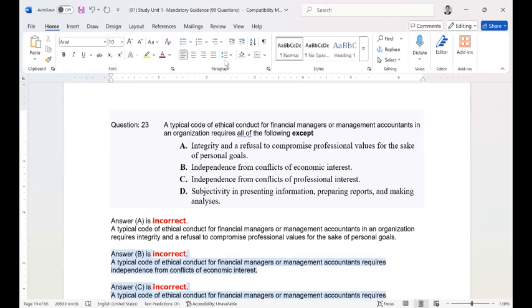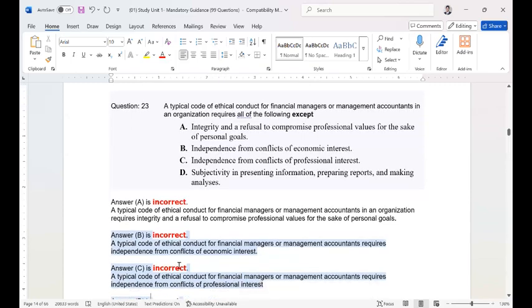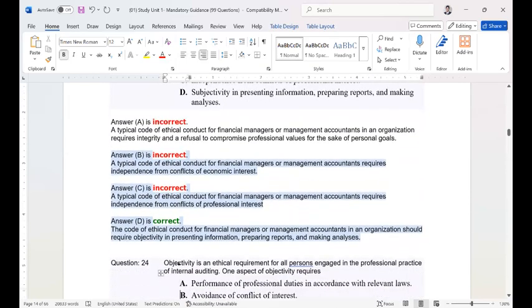So again, three are right, one is wrong. Independence from conflicts of interest. Conflicts of interest can be professional or it can be economic. So A, B, C are correct if you look at it. We must be independent. Code of ethics tells us to be independent from conflicts of interest, of professional nature or economic nature. Integrity and a refusal to compromise professional values, that is also a requirement. Subjectivity, no, we must be objective. Subjectivity is not something that is encouraged. When we are auditors, we must always be objective. Objective means it should not vary from person to person. We must always be as objective as possible.